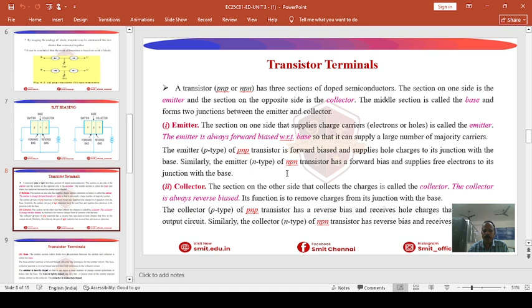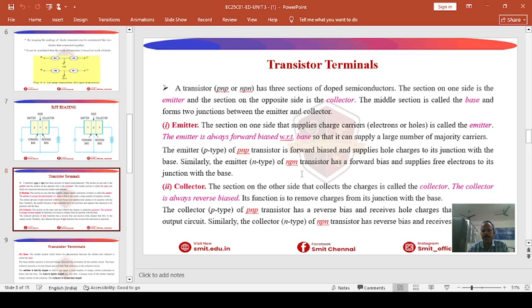The emitter, as I always told you, is indicated by means of an arrow. The arrow direction will change for PNP as well as for NPN. The collector is generally opposite to that of the emitter, so it will always be reverse biased in nature, whether it is a PNP transistor or an NPN transistor.